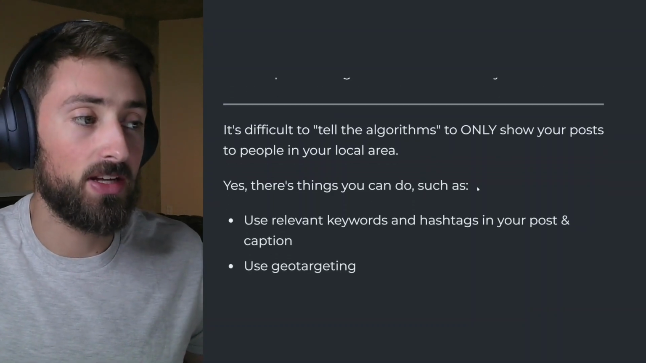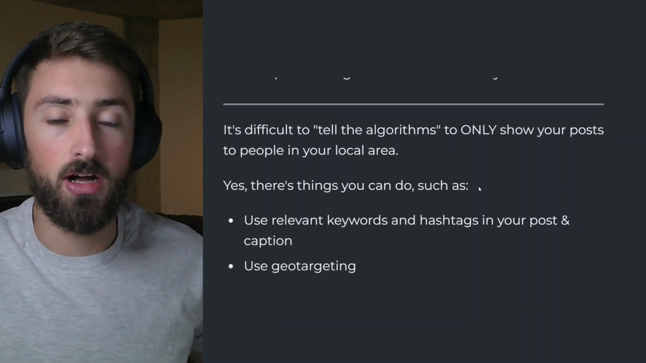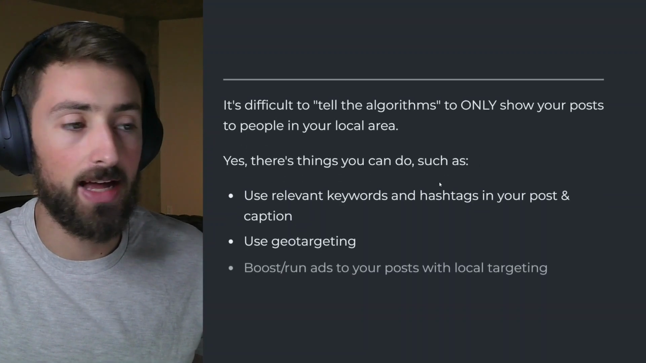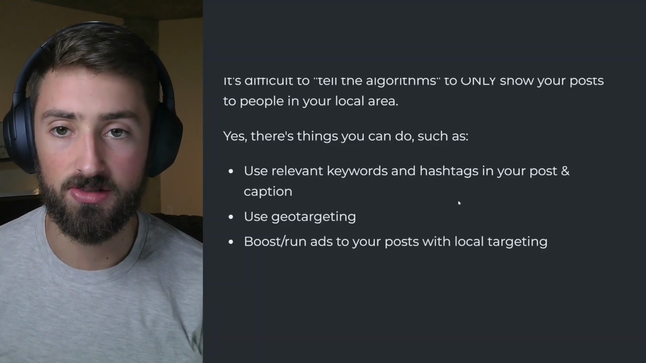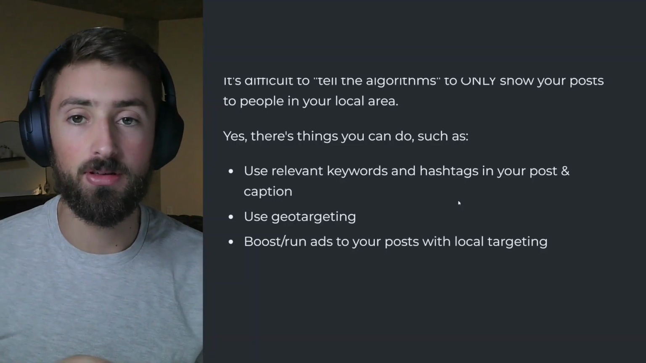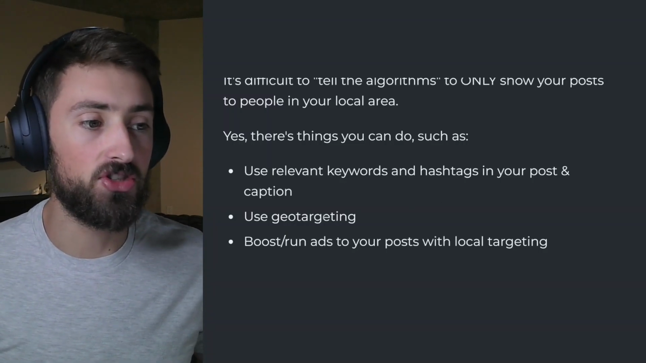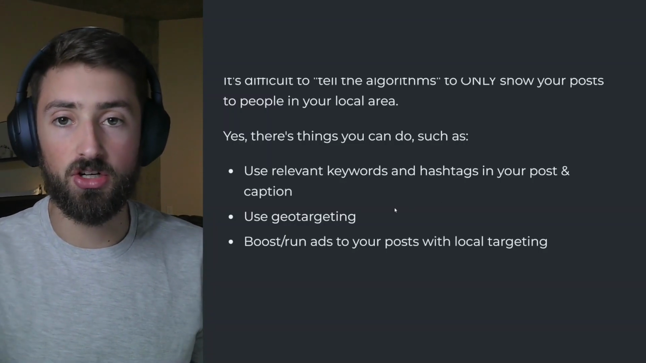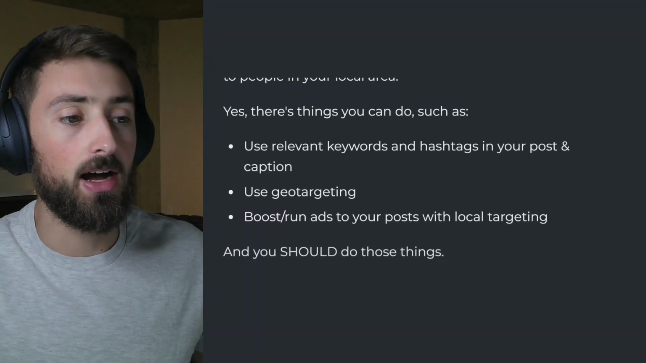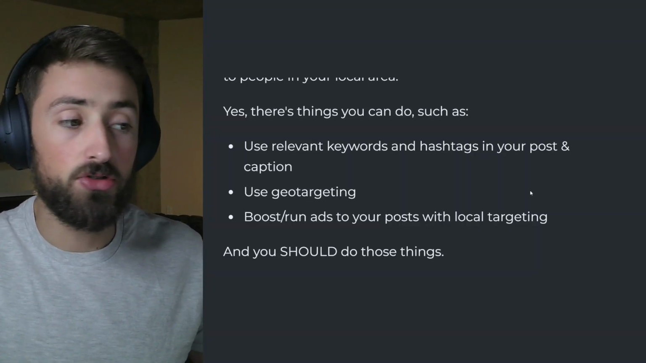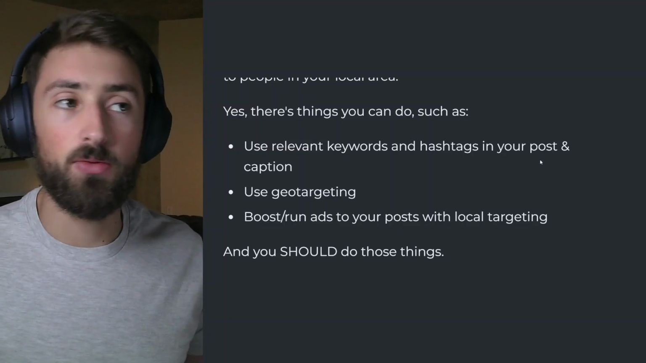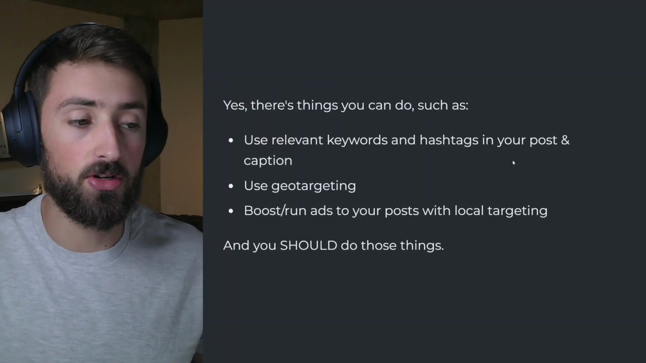And yes, there are some things you can do, and I'll talk about this a little more later in this video as well, so stick around for that. But there are some things you can do, such as using relevant keywords and hashtags in your post and your caption to kind of like tell the algorithm that you're in a certain area. You can use geo-targeting, so you can just like put your location on your post before you hit the post button. You can boost or run ads to your post with local targeting, of course, and you should do all of those things, right? Those are all very great ways for you to get your posts in front of more people in your local area.